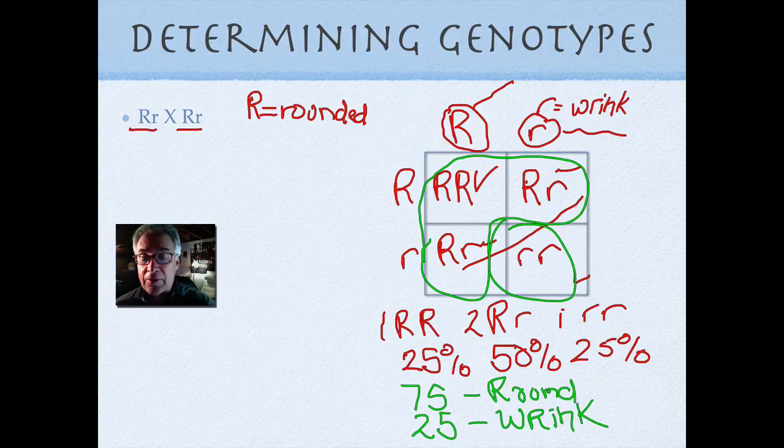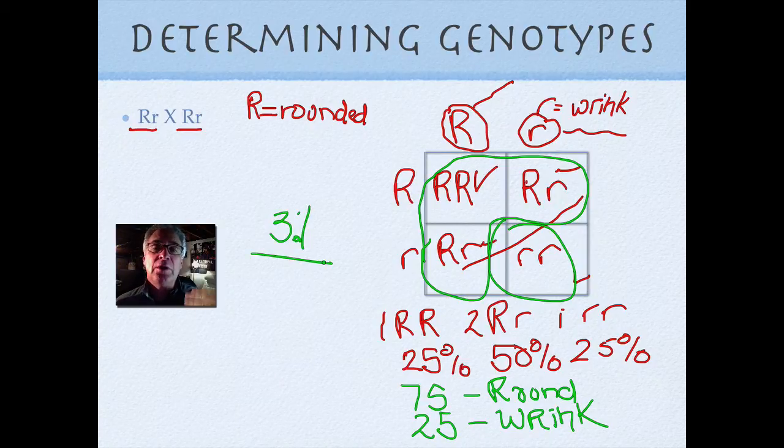So in this particular case, in this cross, heterozygous, we get a 75-25. Or another way to look at it is a ratio. How many rounds do we have? We have 3. And how many wrinkled? We have 1. So it's a 3-to-1 ratio.